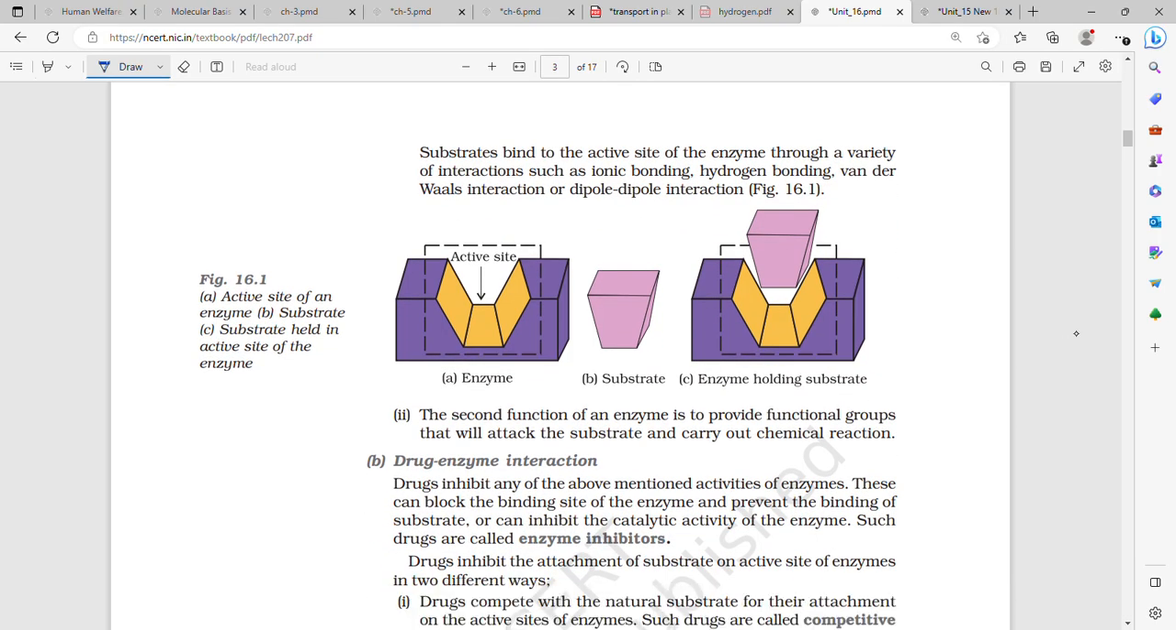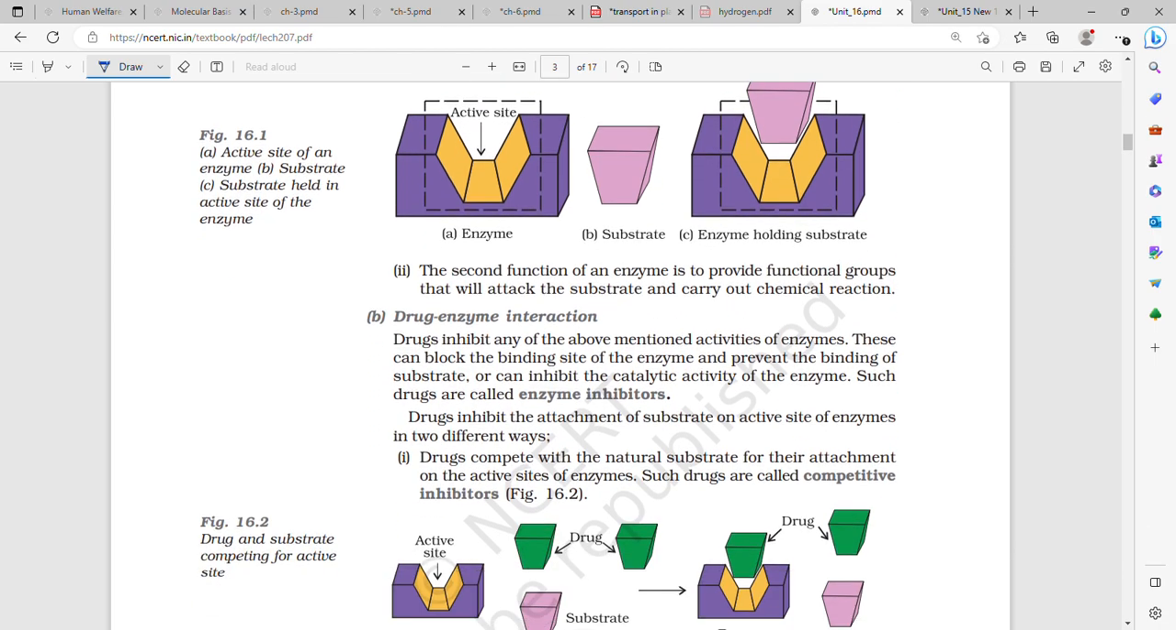Substrates bind to the active site of the enzyme through a variety of interactions such as ionic bonding, hydrogen bonding, van der Waals interaction, and dipole-dipole interaction. How does the enzyme hold on to the substrate? How does the substrate bind to the active site of the enzyme? It binds by a variety of interactions: it can be ionic bonding, van der Waals interaction, dipole-dipole interaction, or hydrogen bonding.